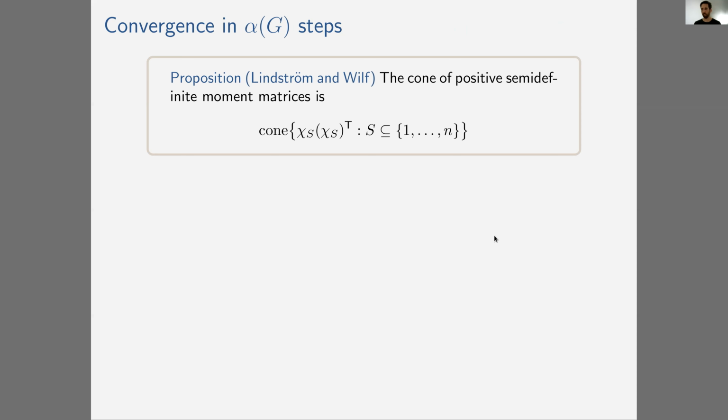So chi_S is a vector, and the entry at index r is 1 if r is a subset of S. Yeah, this is an older theorem from the 60s in combinatorial optimization.